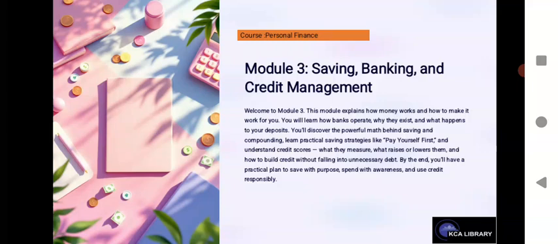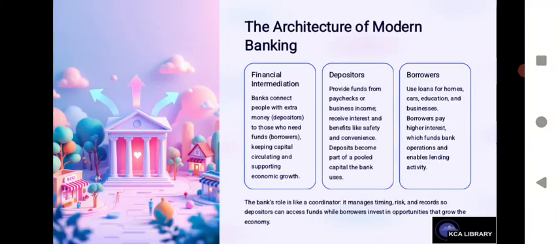You will learn practical saving strategies like pay yourself first, and also understand the importance of credit scores, what they measure, what raises or lowers them, and also how to build credit without falling into unnecessary debt. By the end of this module, you will have a practical plan to save with purpose, spend with awareness, and use credit scores responsibly. Now let's look at the architecture of modern banking.